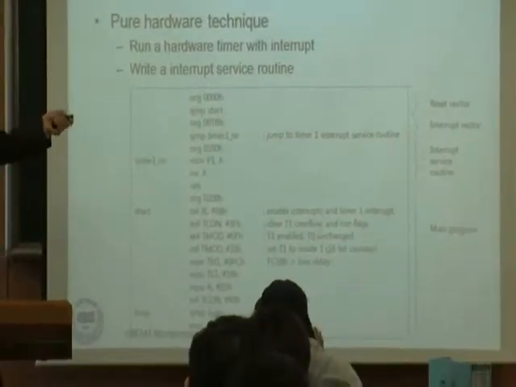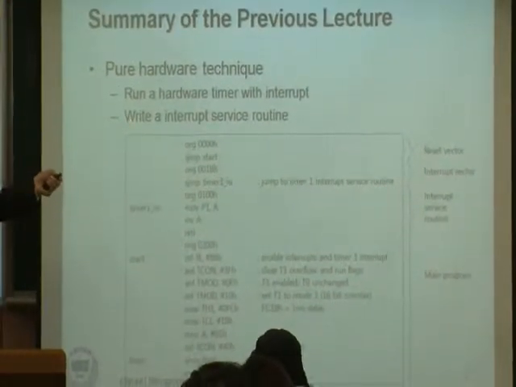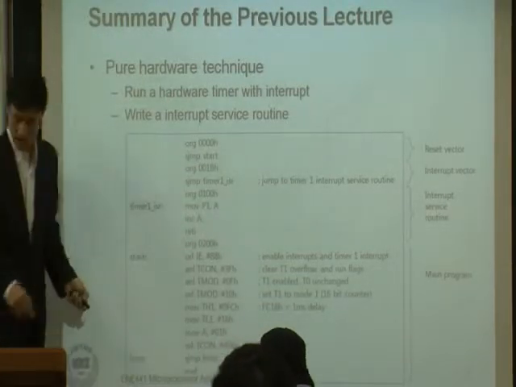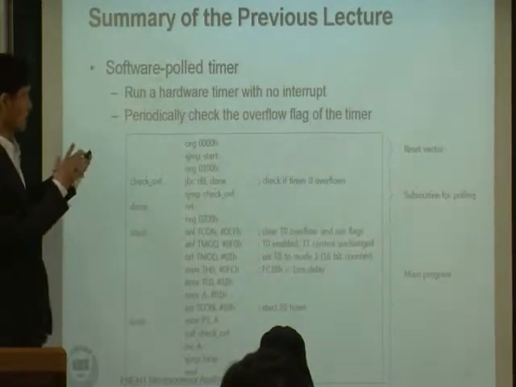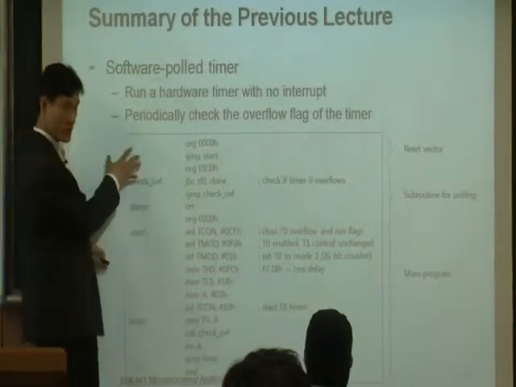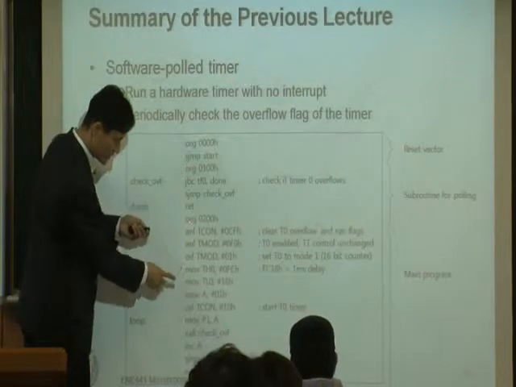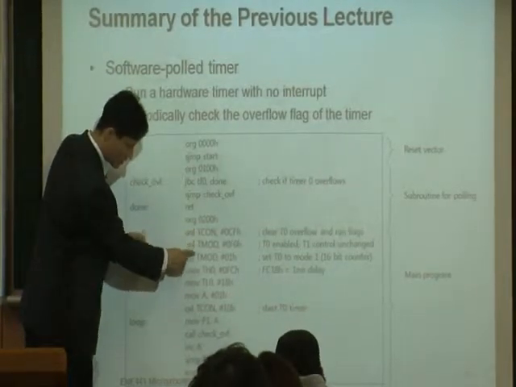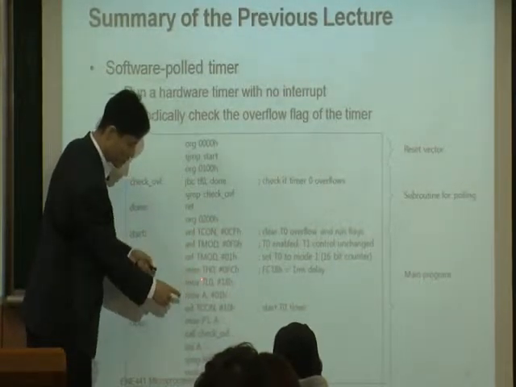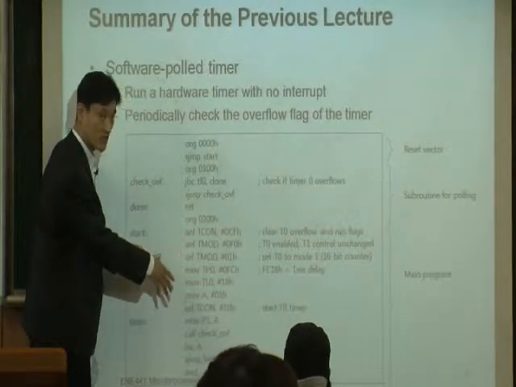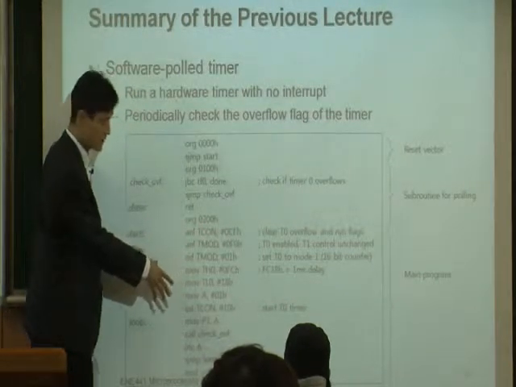The pure hardware technique also uses interrupt. So look at here. Let's go back to the pure software polling technique. In software polling here, you are using the hardware timer. So therefore, you see these lines: TCON, TMOD, TH. You are programming all these hardware timers. But you never touch the interrupt hardware block.